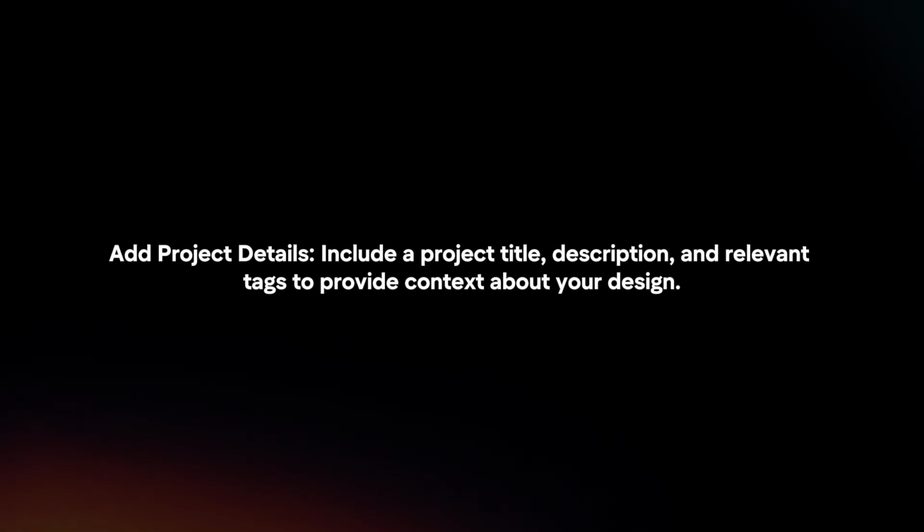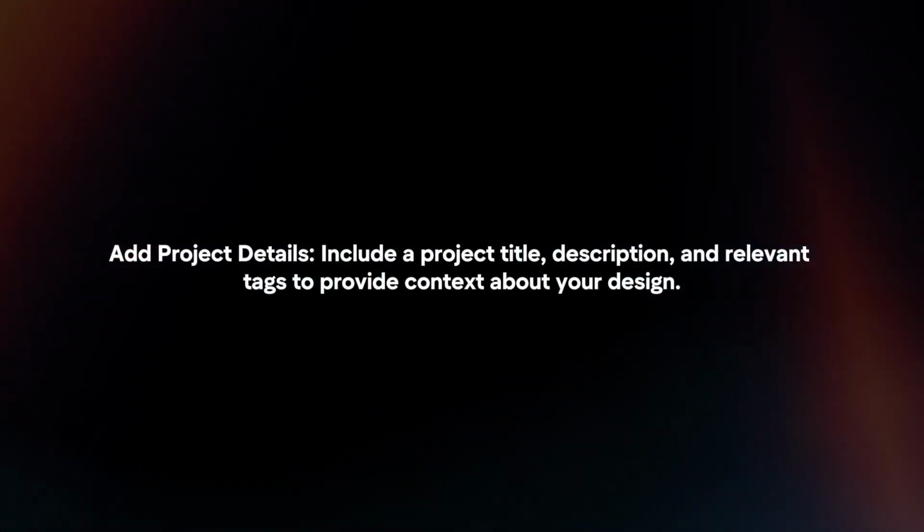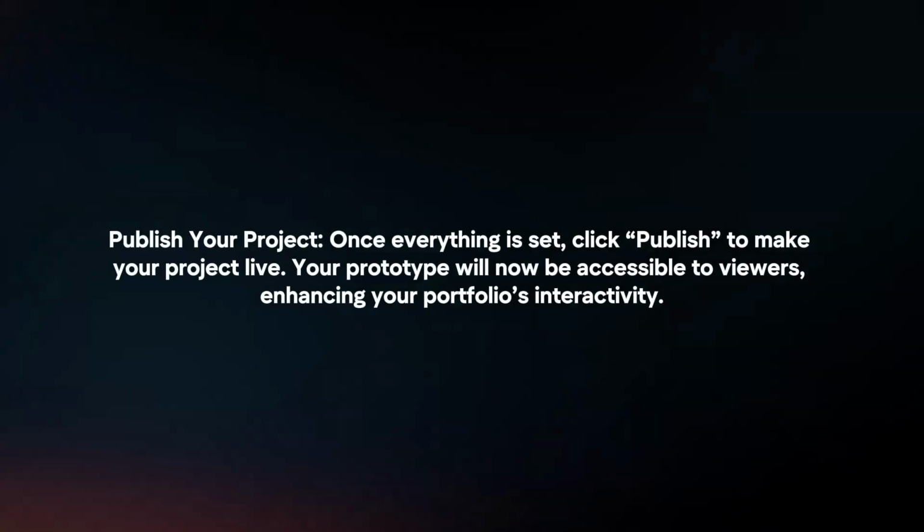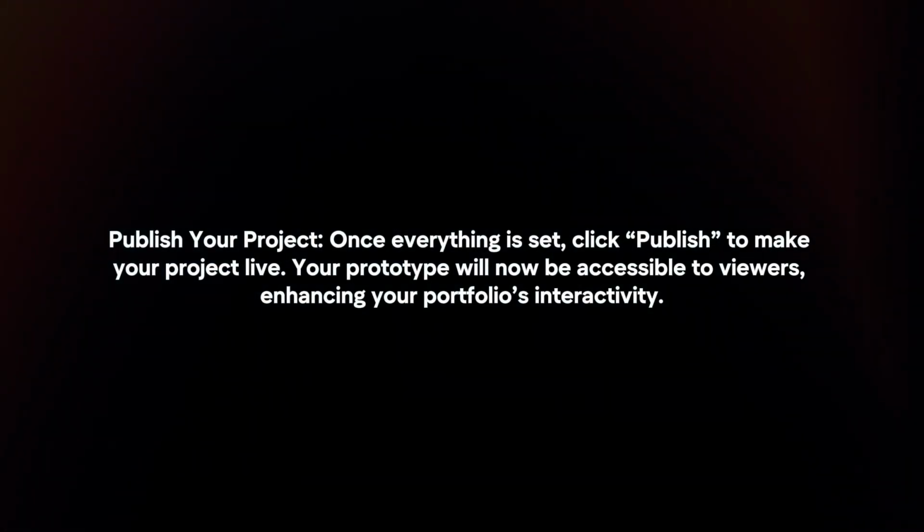Add project details. Include the project title, description, and relevant text to provide context about your design. Publish your project. Once everything is set, click Publish to make your project live. Your prototype will now be accessible to viewers, enhancing your portfolio's interactivity.